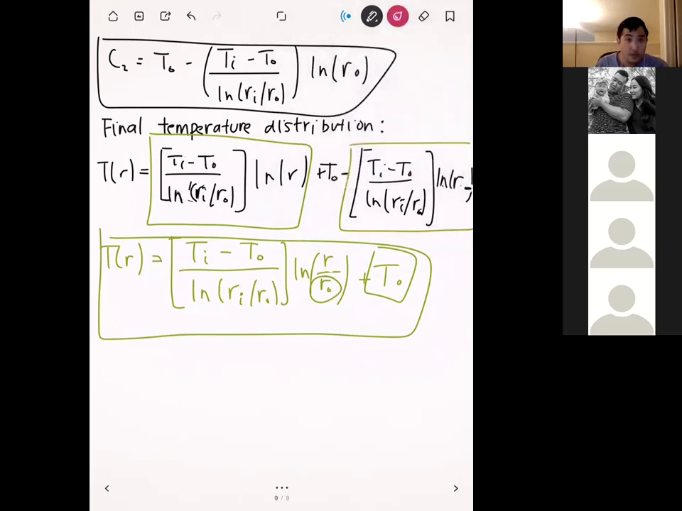All right. And so now that we have our temperature distribution, let's plug this into Fourier's law and solve for the heat transfer rate.